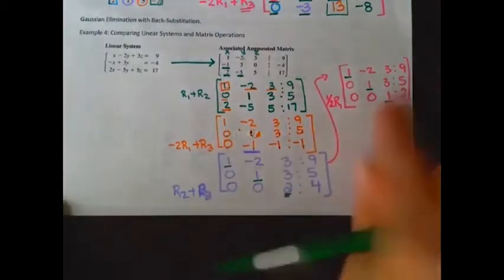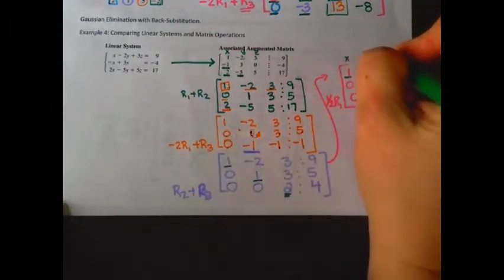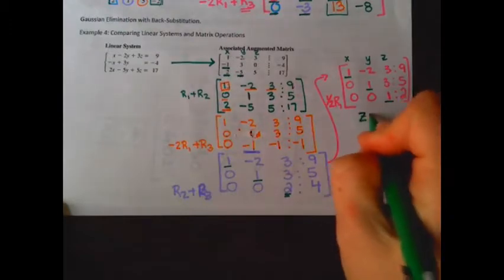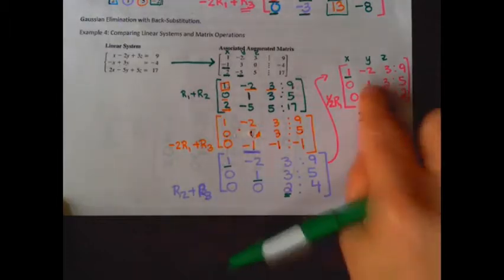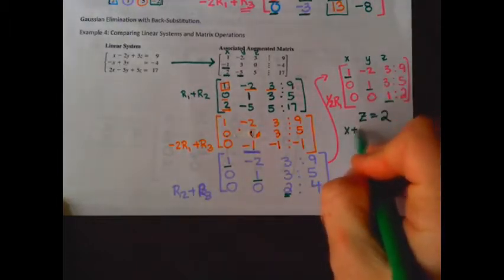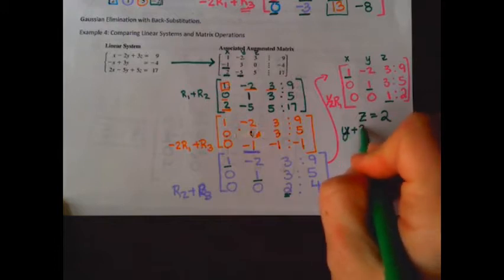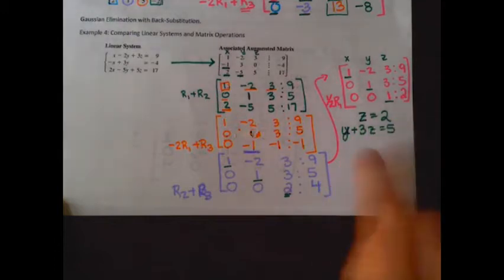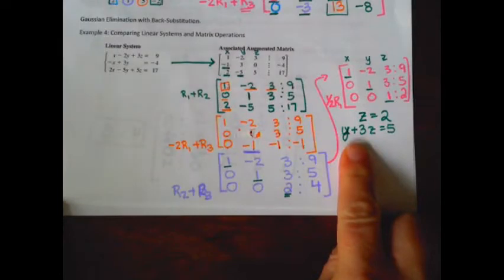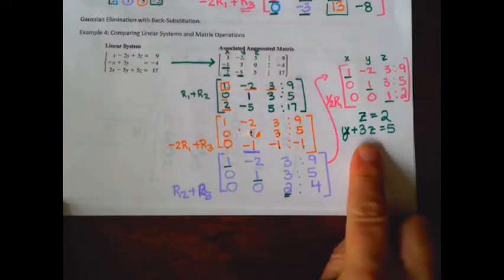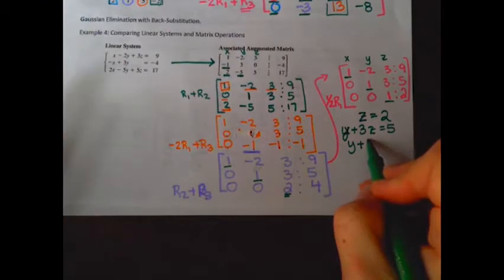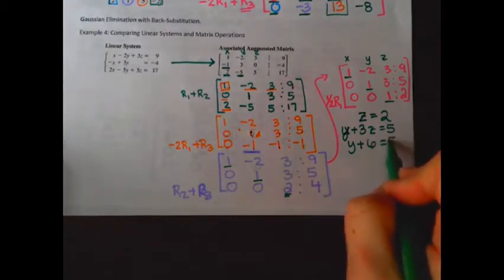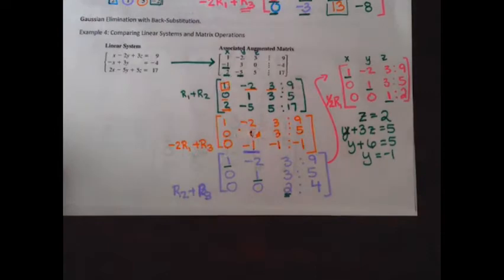Because remember, this is x, y, z. The last equation says z equals 2. So you guys already know what z is. My second equation says y plus 3z equals 5. Can I solve for y if I know what z is? Yeah. So y plus, what's 3 times 2? 6 equals 5. So y equals -1.